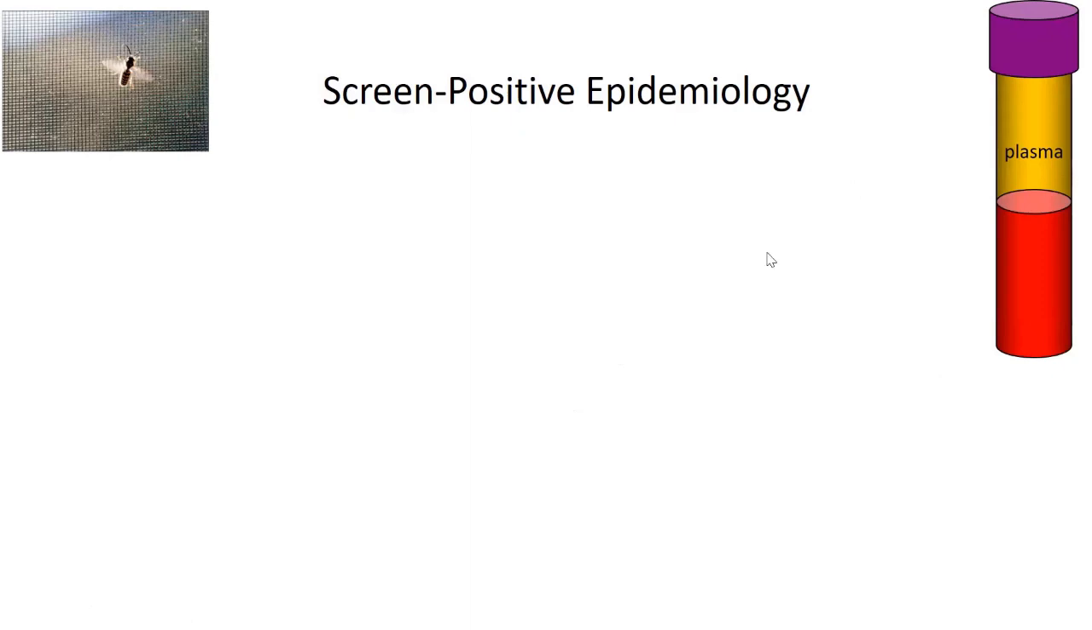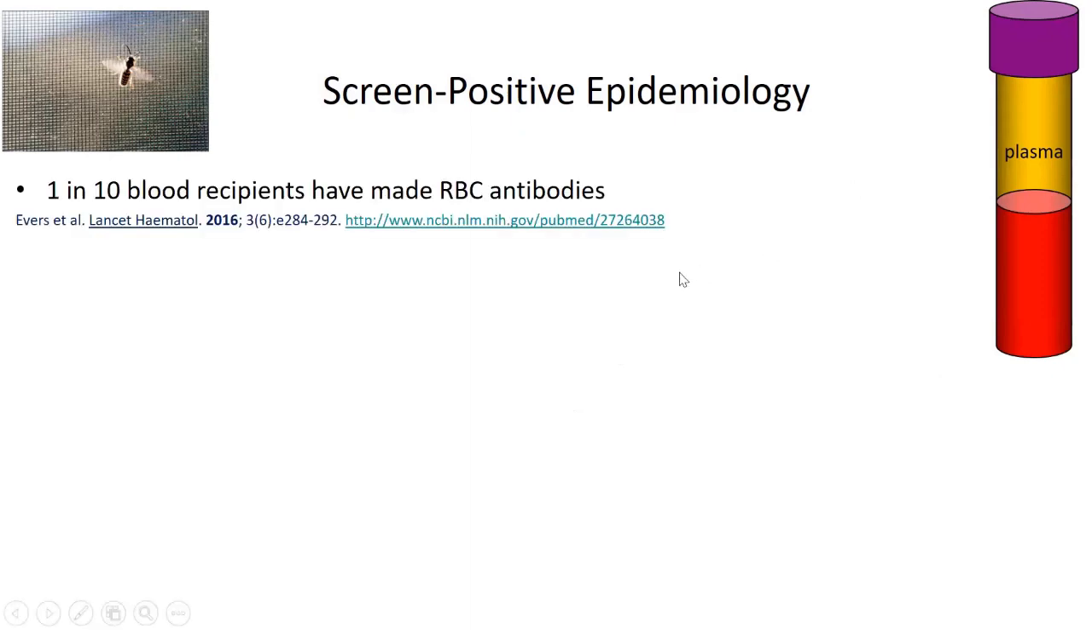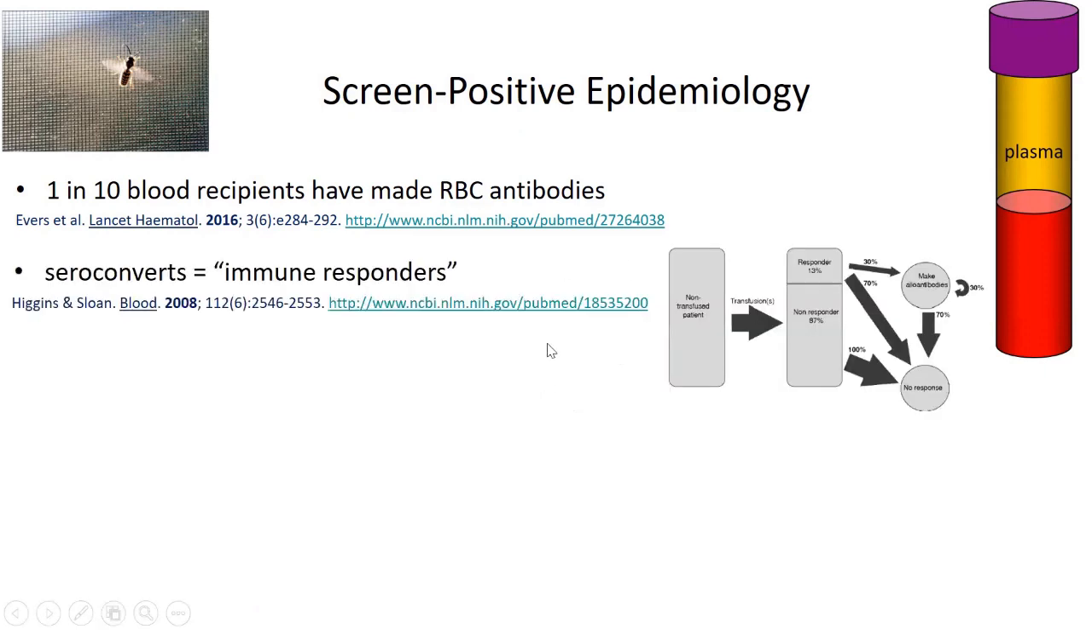Further to screen positive epidemiology, as mentioned, 1 in 10 recipients have made red cell antibodies. It's probably more than that if we were to torture the memories out of memory B cells to ask them what exactly they've made in the past. The seroconverts, as mentioned, are also known as immune responders.